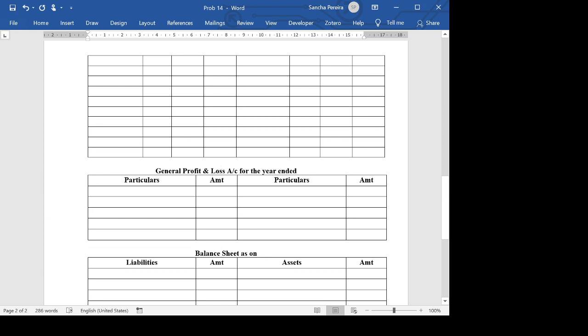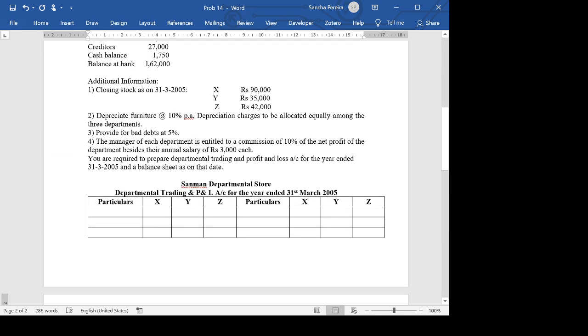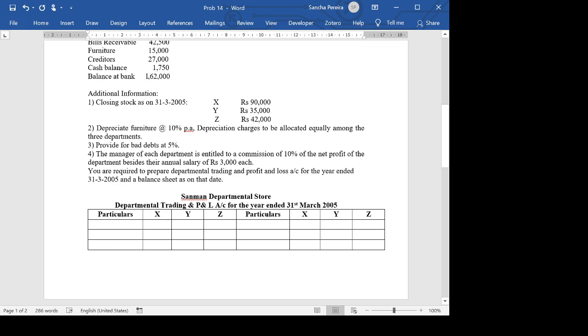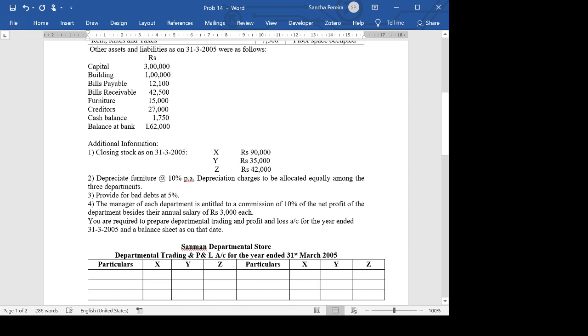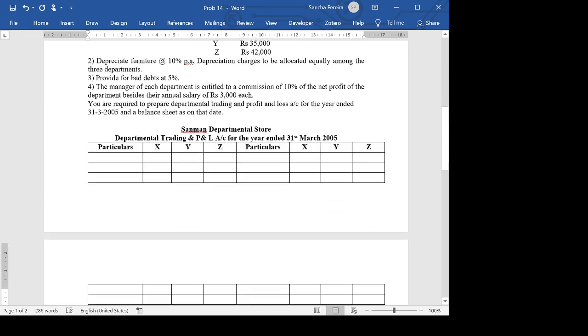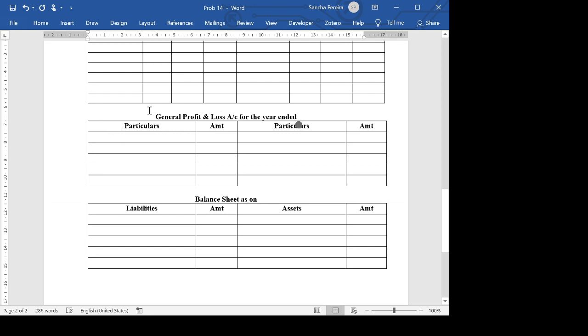General profit and loss account. We will have to have a general profit and loss account because we have to calculate that. What do we have here? Actually, okay, we don't need the general profit and loss account because there is nothing going in the general profit. All this goes in the profit and loss account itself. There's nothing going in the general profit and loss account, so we don't need it. I will delete that.